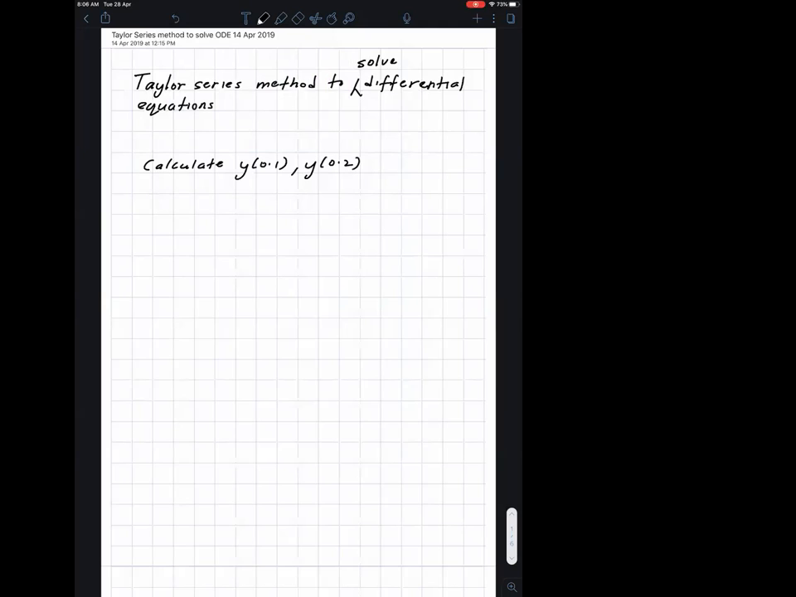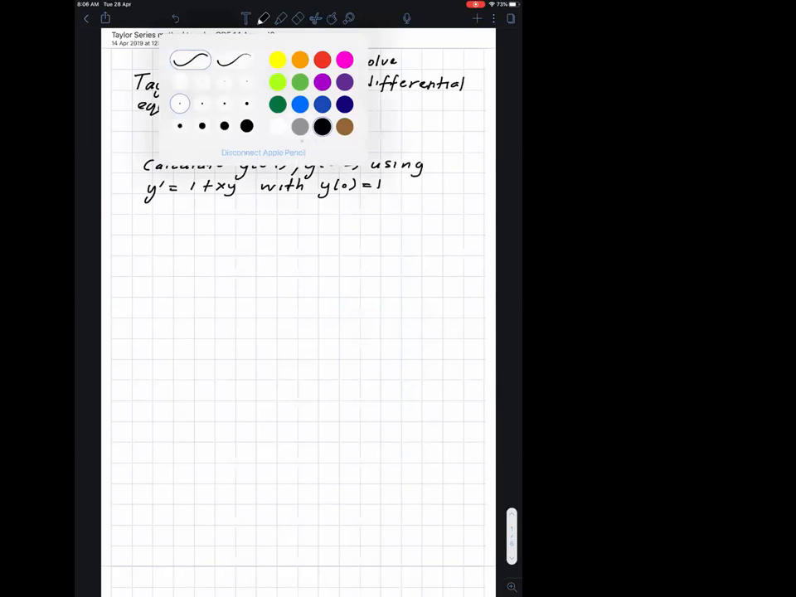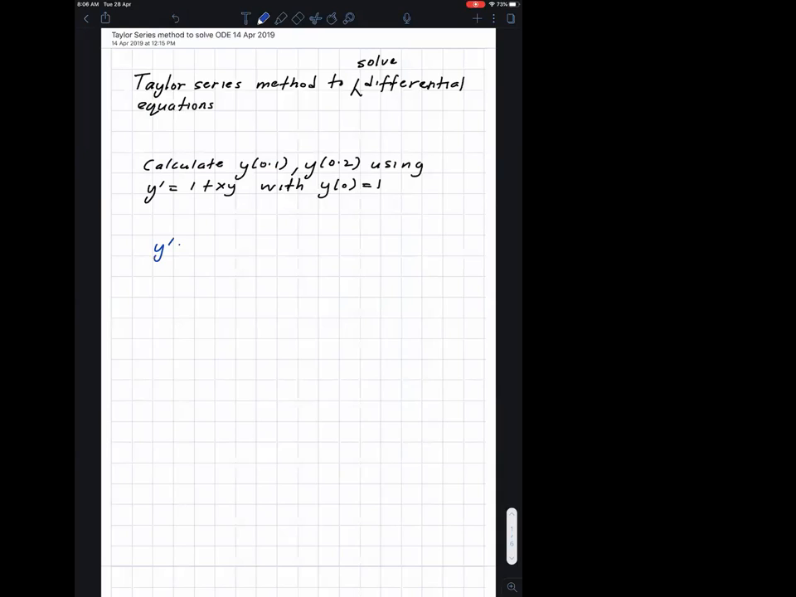Find y 0.2 using the differential equation y prime equals 1 plus xy with the initial condition. Okay, let me give you some background information. How do you solve this differential equation, y prime equals 1 plus xy?